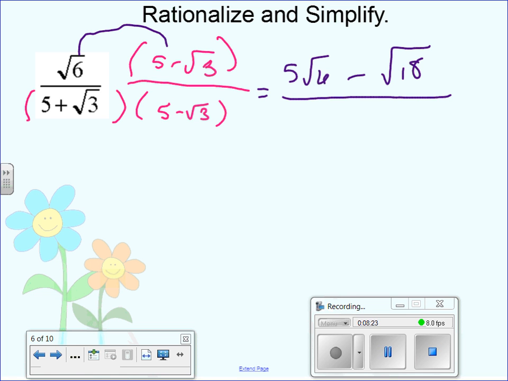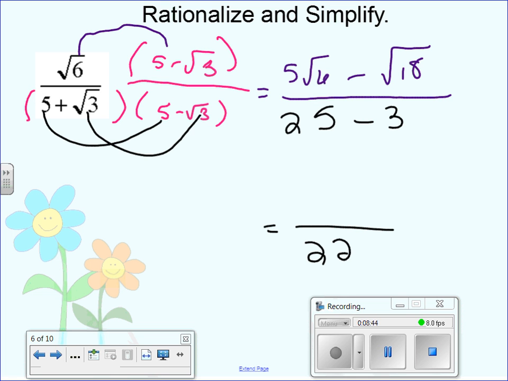In the bottom, 5 and 5 is our 25. And then radical 3 with negative radical 3 is that negative radical 9. Now, if you don't even want to bother with that step, I know Sandy was like, you can just skip that step. You can just make that 3 if you want. So I think my denominator is going to be a 22.